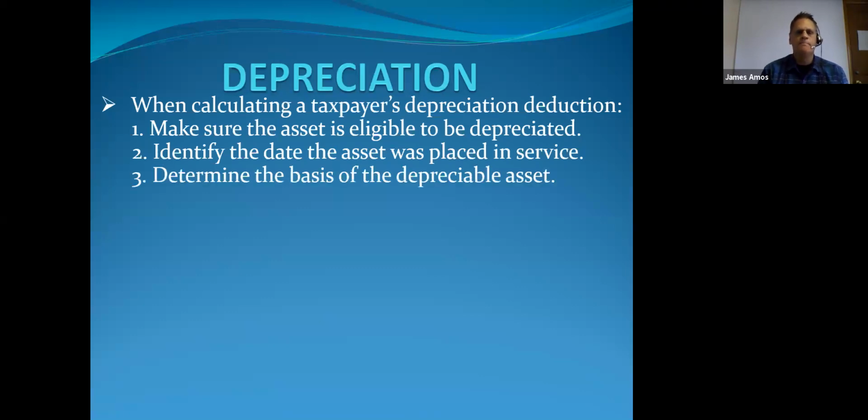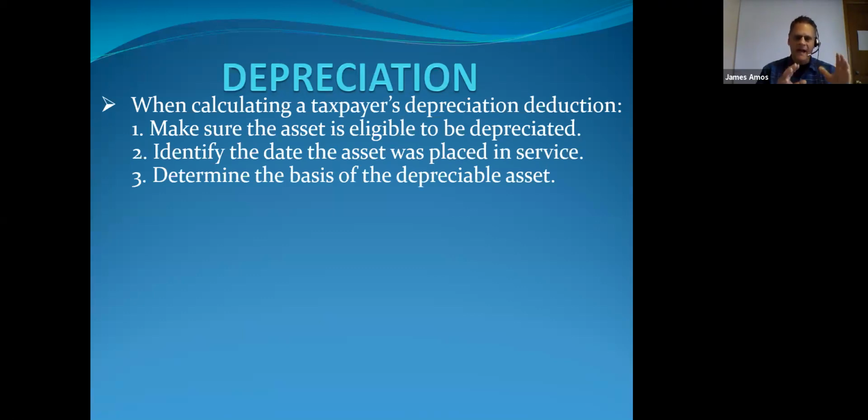Third, determine the basis of the depreciable asset. Well, that's what we spent the first entire segment of this discussing: how to figure cost basis. So we've already gone through that. So you want to determine the basis.